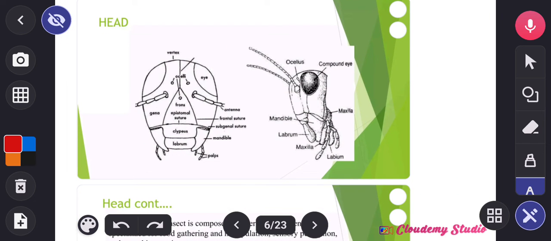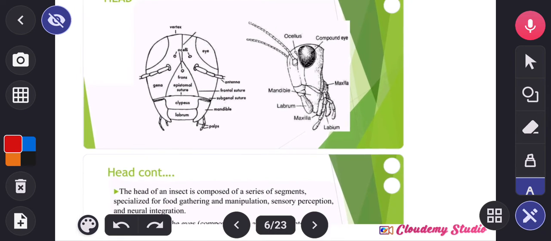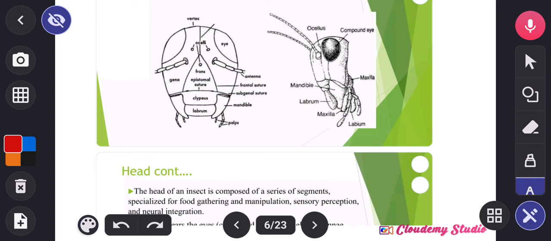Rather, we start from one of the most important parts of the insect, which is the head. And from there, we will go to the appendages, to the wings, to the circulatory system, to the respiratory system, amongst others as well. Now, the head of an insect is composed of a series of segments, and basically it is specialized for food gathering, manipulation, sensory perception, and neural integration. These are the functions of the insect head.